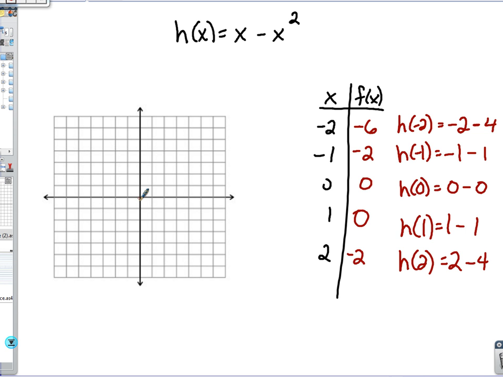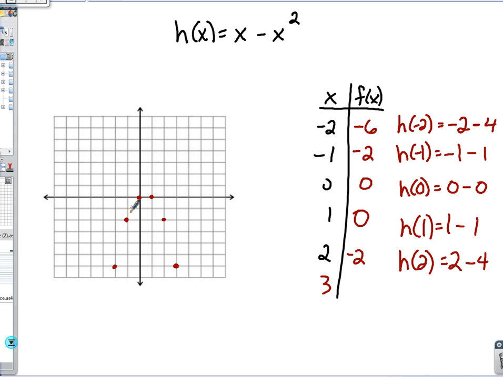So plotting these points, negative 2, negative 6 means we go left 2 and down 1, 2, 3, 4, 5, 6. Negative 1, negative 2 is left 1, down 2. Then 0, 0, then 1, 0, then 2, negative 2. If you see the pattern there, you don't have to, but you could plug in the value of 3, and you're going to get 3, negative 6 down here. And I might have mentioned in the previous video that this is a quadratic equation. What we graph here is actually called a parabola.